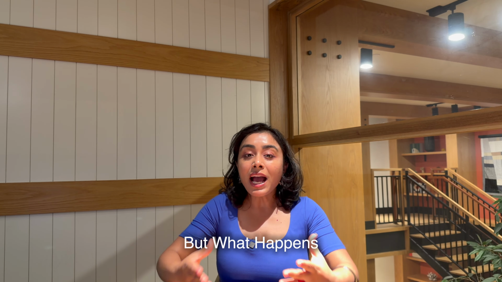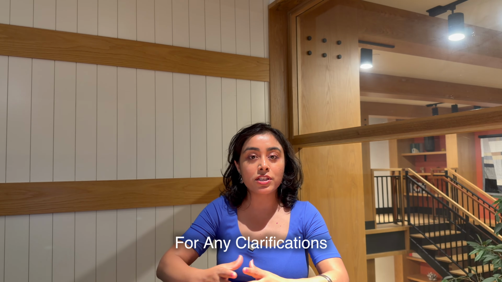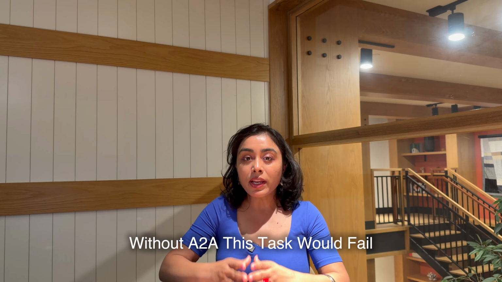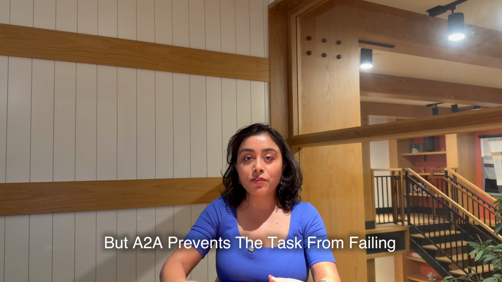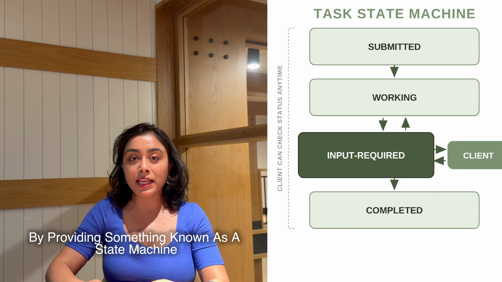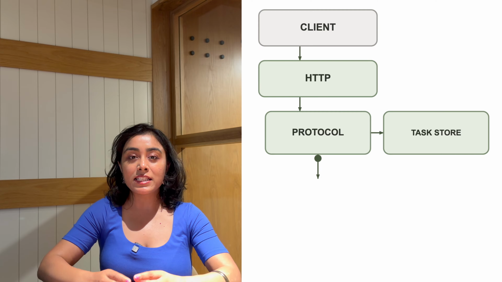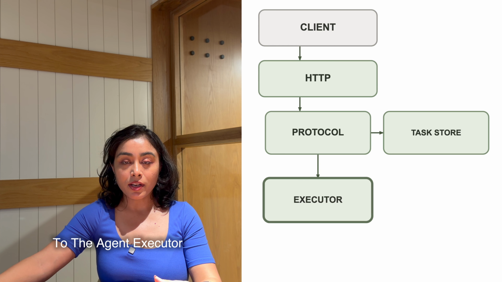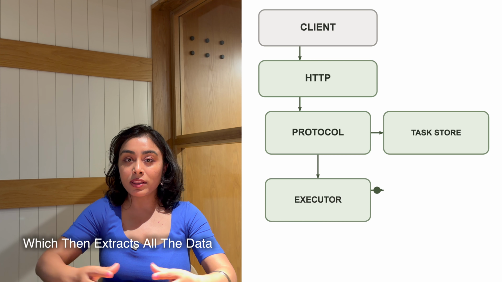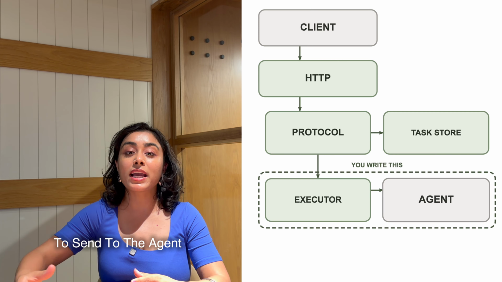But what happens when an agent needs to ask the client for any clarifications or needs any inputs? Without A2A, this task would fail. But A2A prevents the task from failing by providing something known as a state machine. The protocol layer then transfers the entire data in a JSON to the agent executor, which then extracts all the data into a free text string to send to the agent.